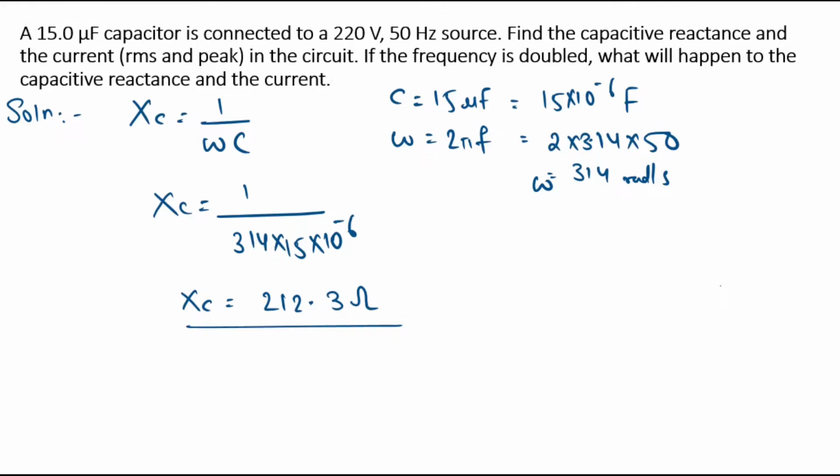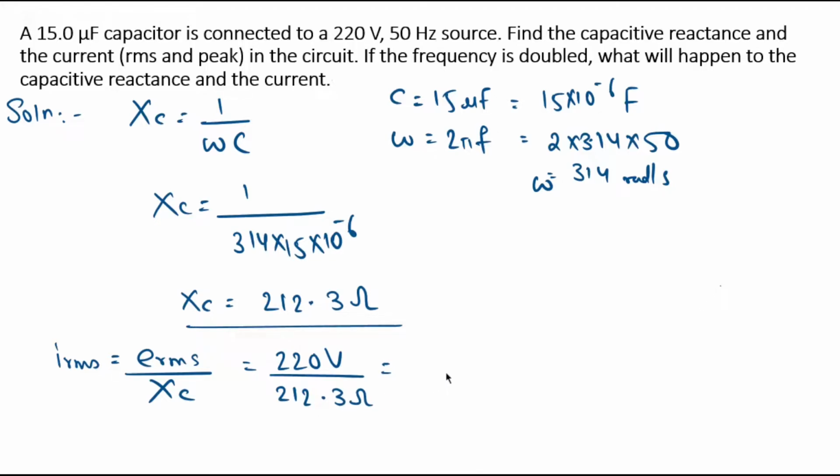Another thing they want us to find is the current, both RMS and peak value. For a pure capacitive circuit, we know that I RMS is equal to E RMS upon Xc. So E RMS is given to us as 220 volt, and Xc we found out to be 212.3 ohms. Calculating this, we get I RMS as 1.036 ampere, which can also be written as 1.04 ampere.